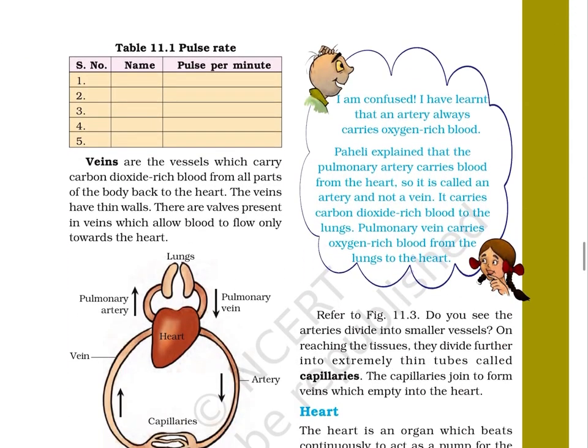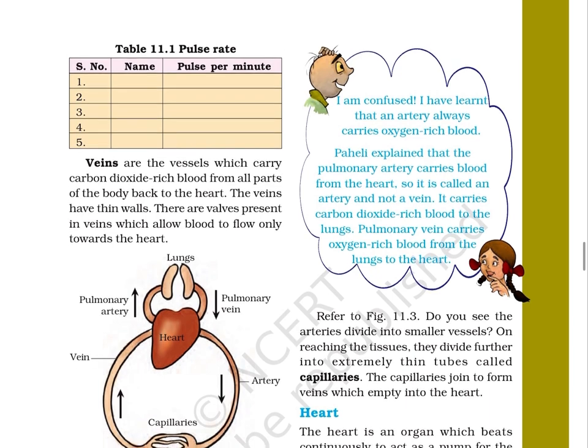Page 123. Table 11.1. Pulse rate. There is a table given here. In this table, there are 3 columns and 5 rows. In the first column, we have serial number. In the second column, you have to fill in name. In the third column, you have to fill in pulse per minute.